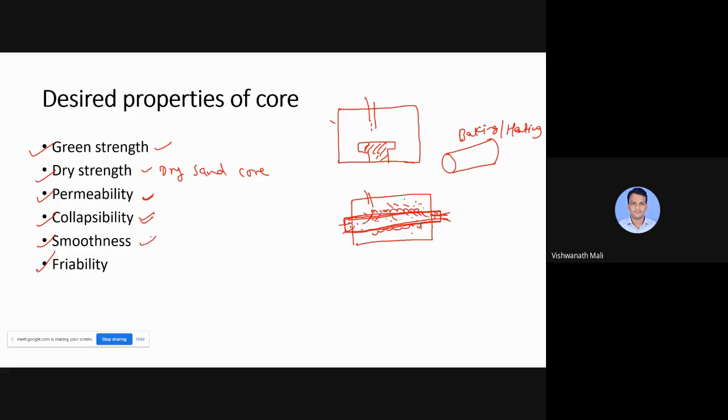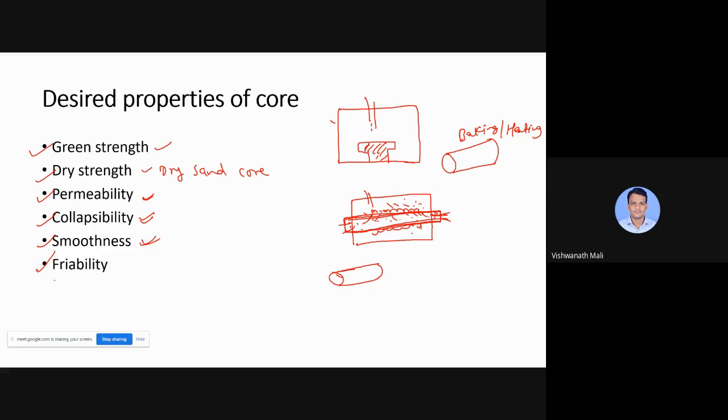Then the smoothness. Smoothness means your core should be smooth enough so that it can produce a good internal surface finish. That is called smoothness. We generally go for machining of this core so that we get a good surface finish of internal surfaces. That is smoothness.